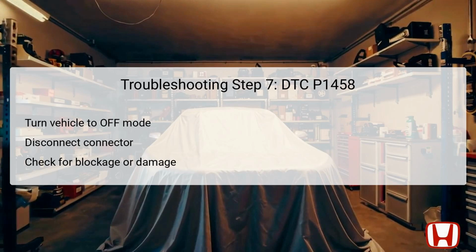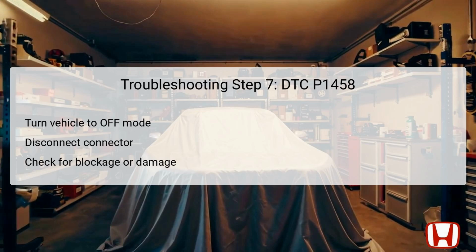The seventh step in diagnosing DTC P1458 involves returning the vehicle to the off lock mode and disconnecting the FTP sensor 3P connector to enable visual inspection. This step is vital as it allows the technician to thoroughly check for potential blockages or damage at the FTP sensor ports, including both the evap canister side and the vent side.